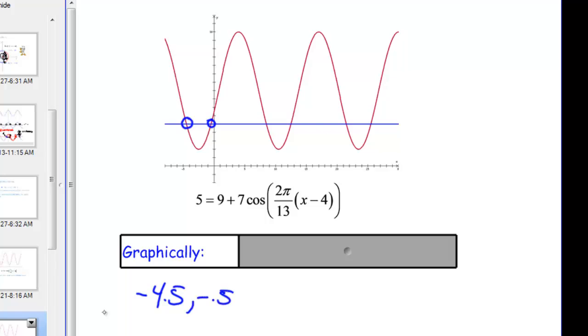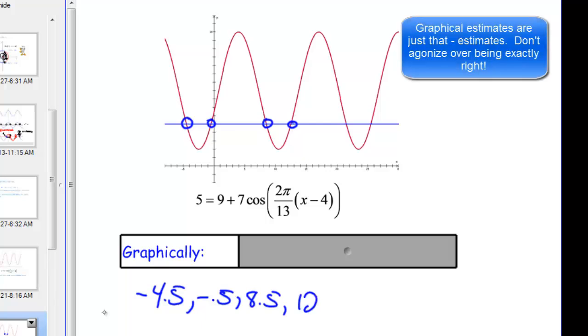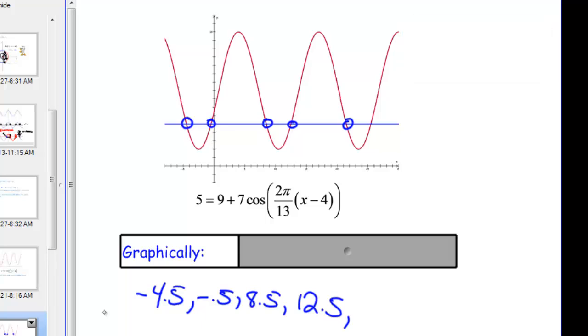Our next intersection here is at about 8.5. Our next intersection out here looks like about 12.5. Our next intersection out here looks like about 21.5. And finally, our last intersection that we can see looks like about 25.5. So there's our graphical approach to finding solutions.